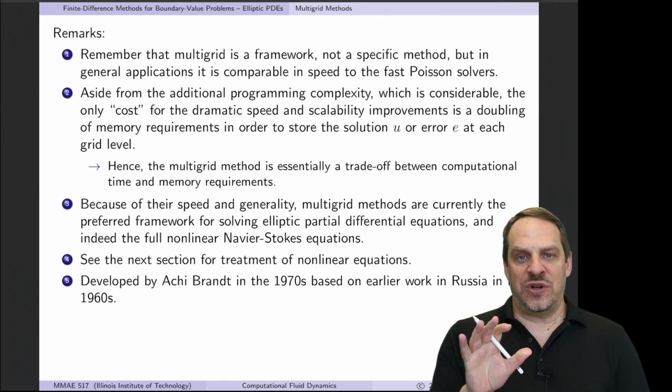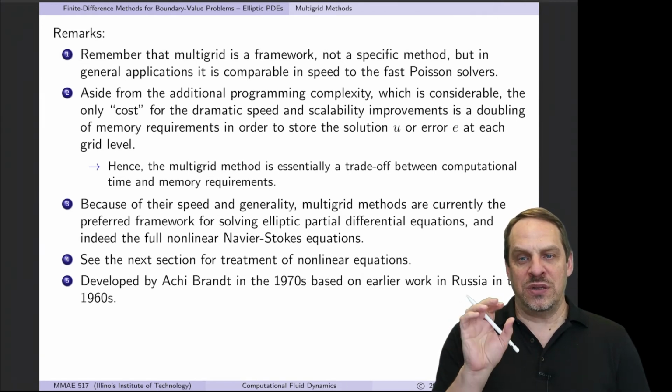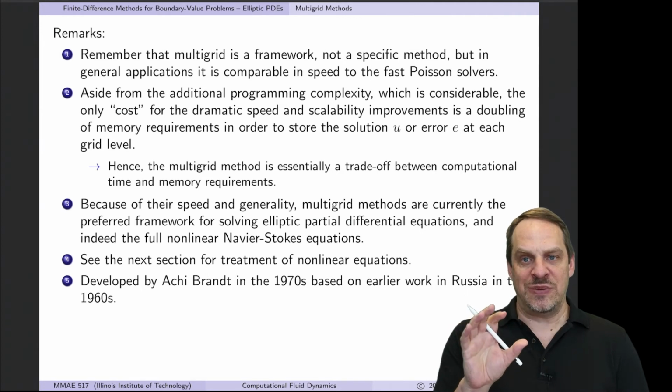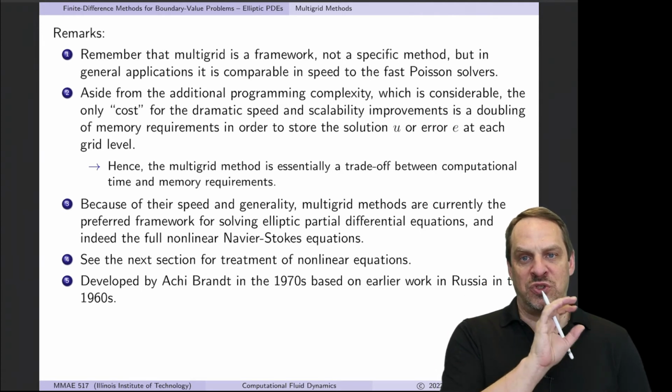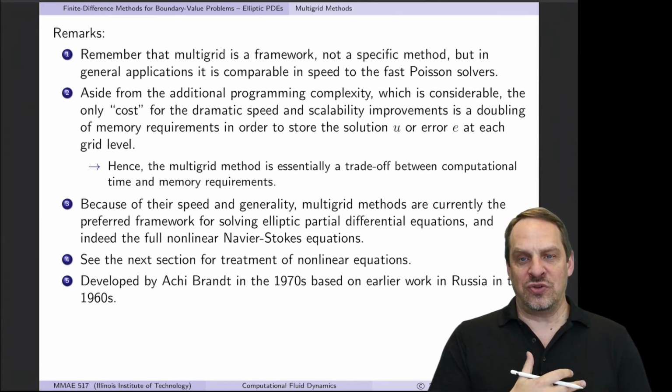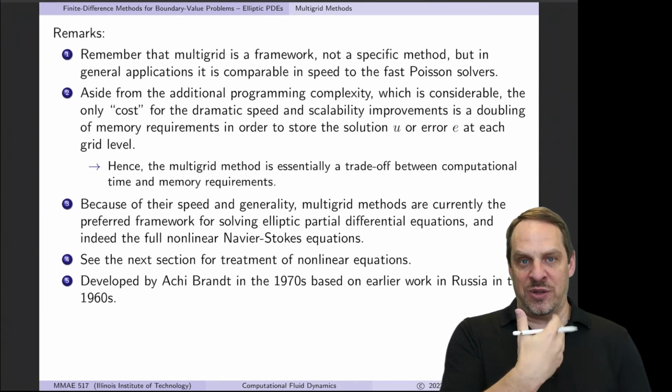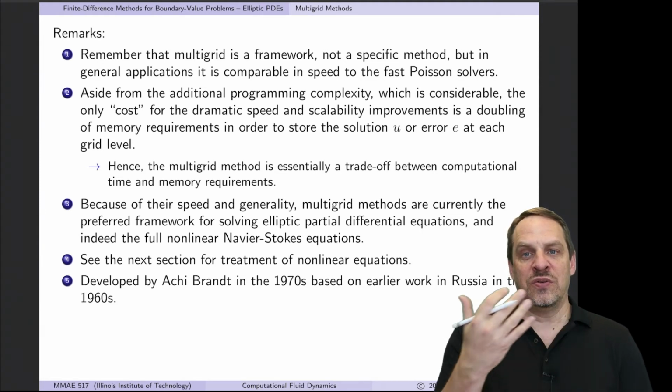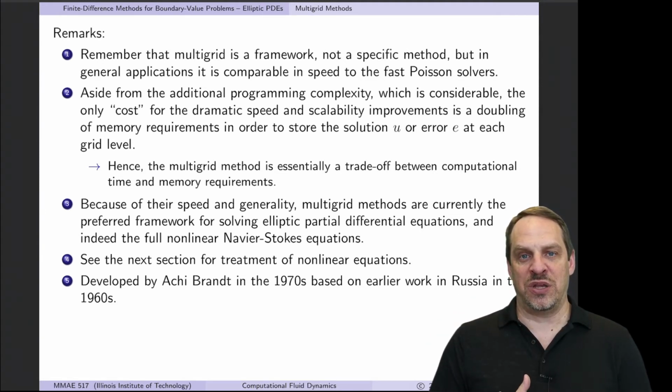Now, that's usually a good trade-off today because memory is abundant and cheap as compared to CPU speed, which is generally speaking expensive. And so if I can trade off some computational time on my CPU or GPUs for memory, that's generally speaking a good trade-off.